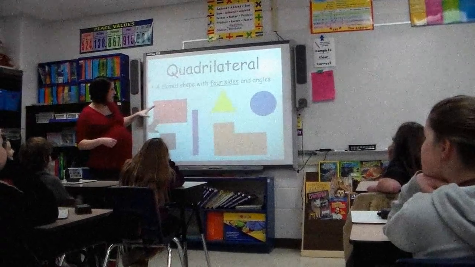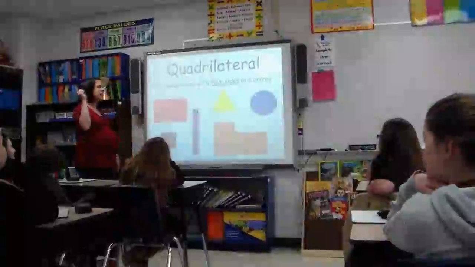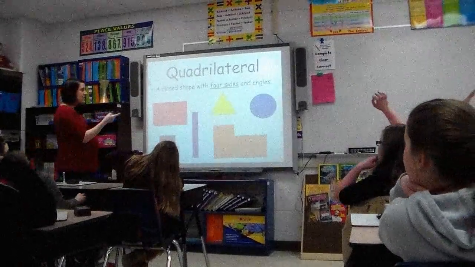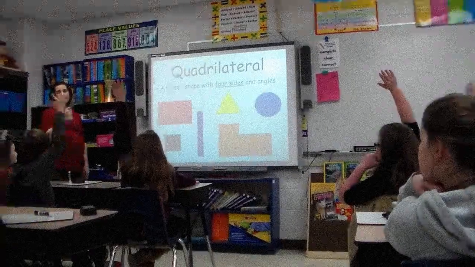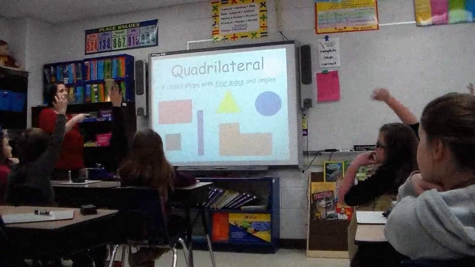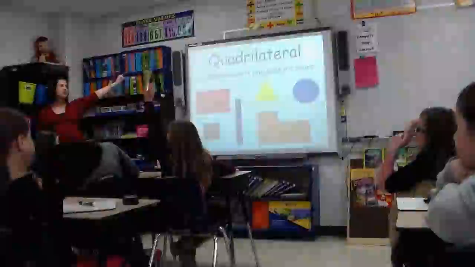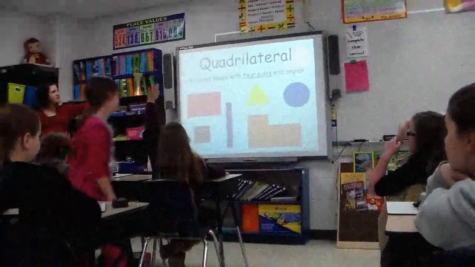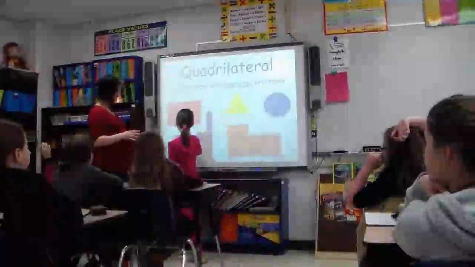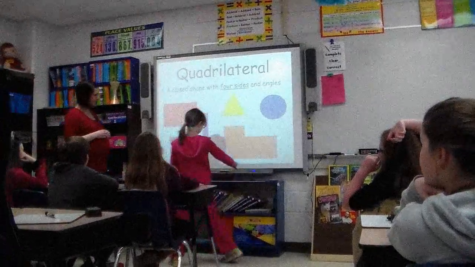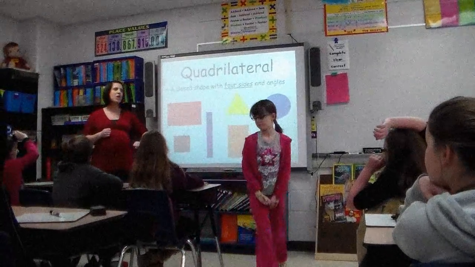Let's take a look up here at these shapes. Somebody raise their hand and tell me where they see a quadrilateral, and they can come put a check mark on it. Ansley, come put a check mark on a quadrilateral up here. Has 4 sides, 4 angles. It's closed. Ding, ding, ding, ding, ding. Good job. This square down here is a quadrilateral.